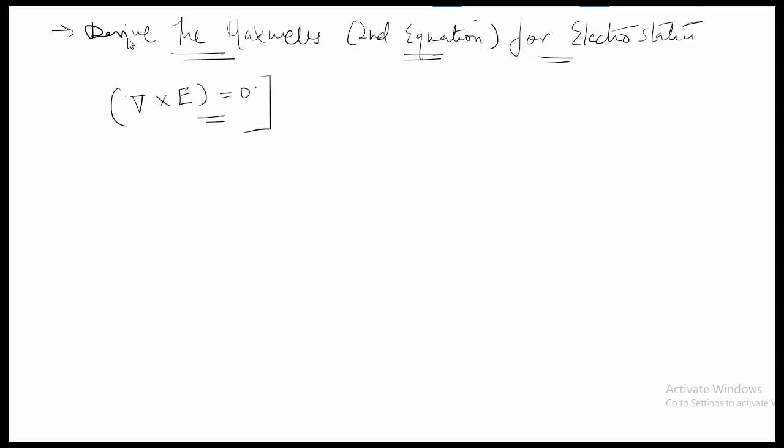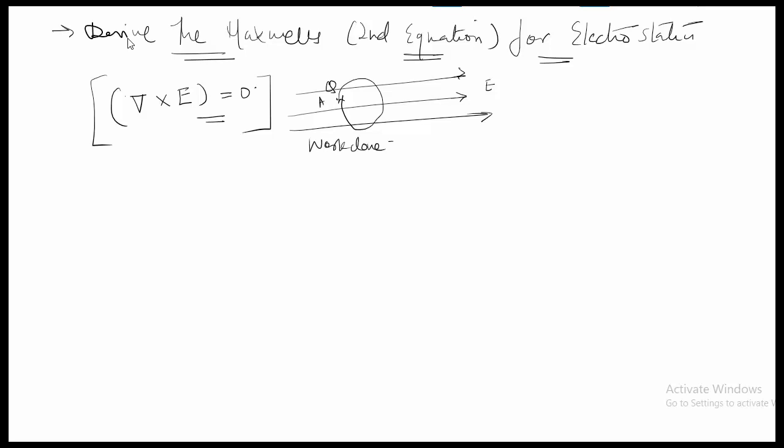So when you are moving a charge q in an electric field, and you are starting from A and you are coming back to the same point, then the net work done will be equal to 0. This is also known as the law of conservation of electric charge.